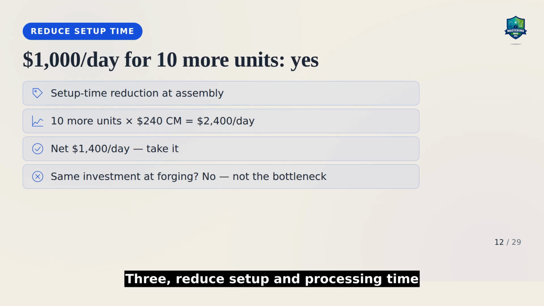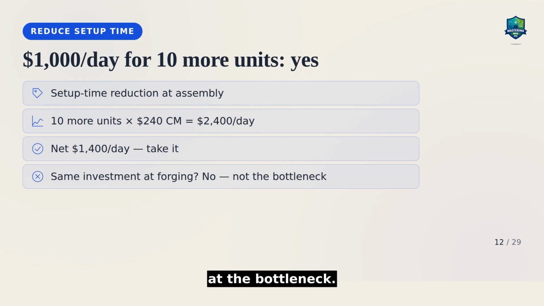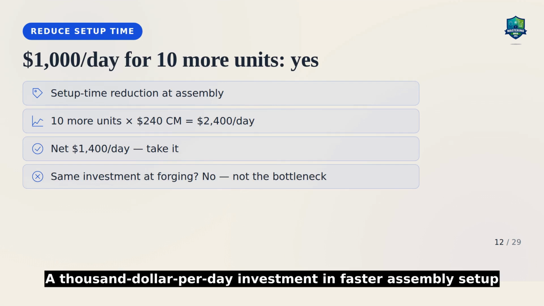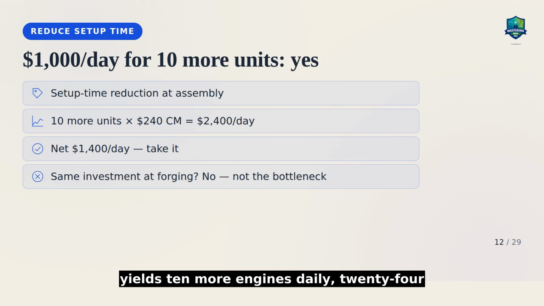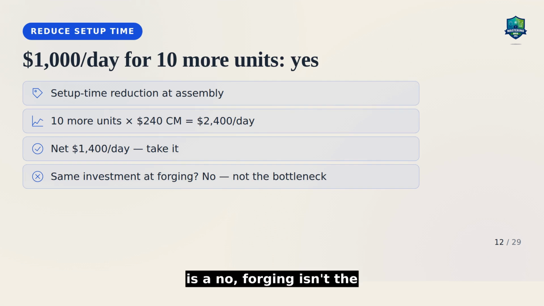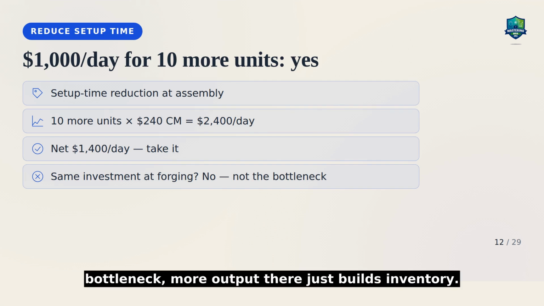3. Reduce setup and processing time at the bottleneck. A $1,000 per day investment in faster assembly setup yields 10 more engines daily, $2,400 in contribution margin. Net benefit $1,400. Take it. The same investment at the forging station is a no. Forging isn't the bottleneck. More output there just builds inventory.